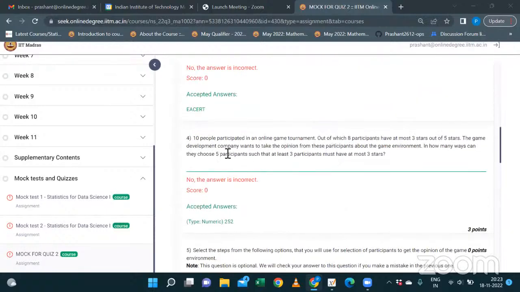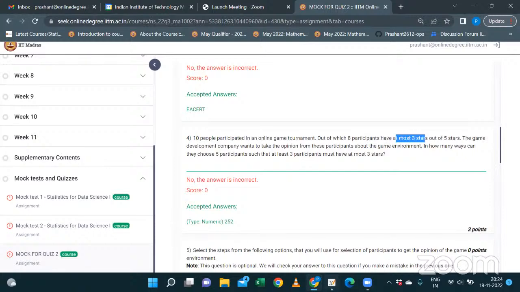Does anyone have a doubt related to a question? I have a doubt in this. How did you approach this? Because 8 participants have at most 3 stars, I have to choose 5 participants such that at least 3 participants must have at most 3 stars, so I have chosen 5C3. What is the question? 10 people participated in an online game tournament, out of which 8 participants have at most 3 stars.